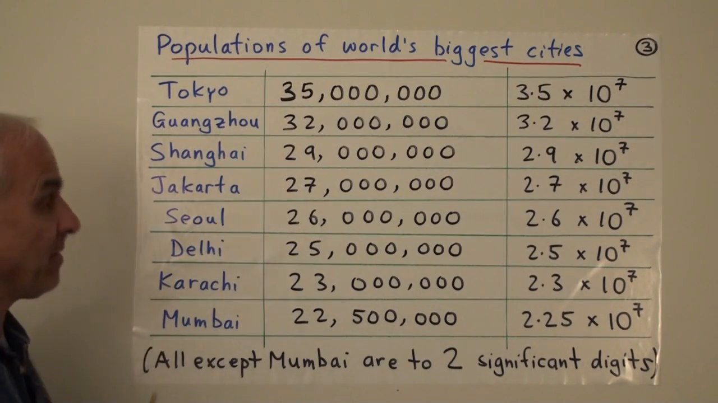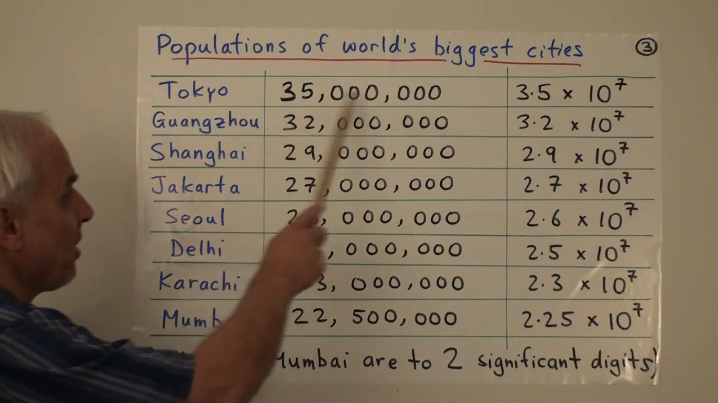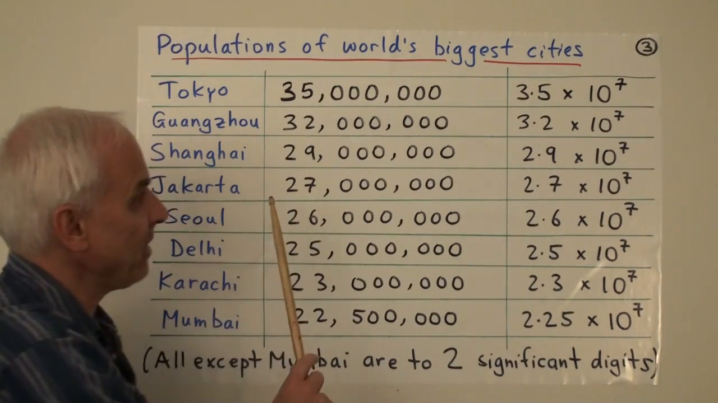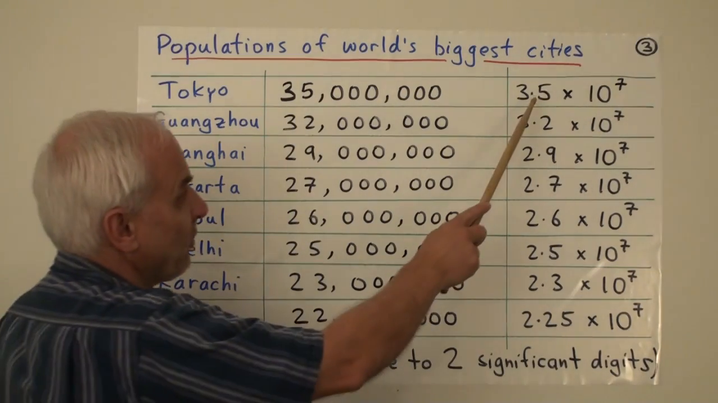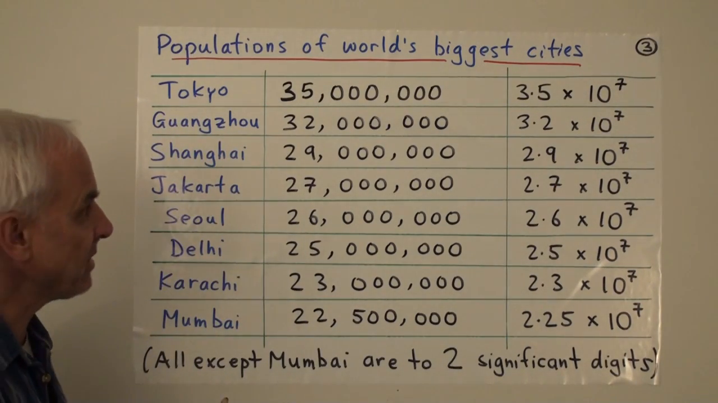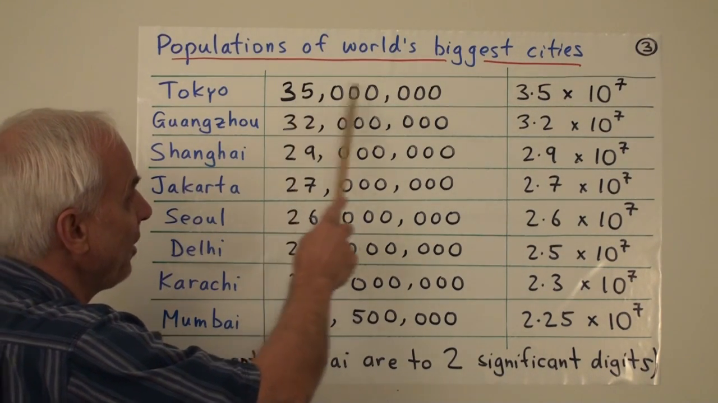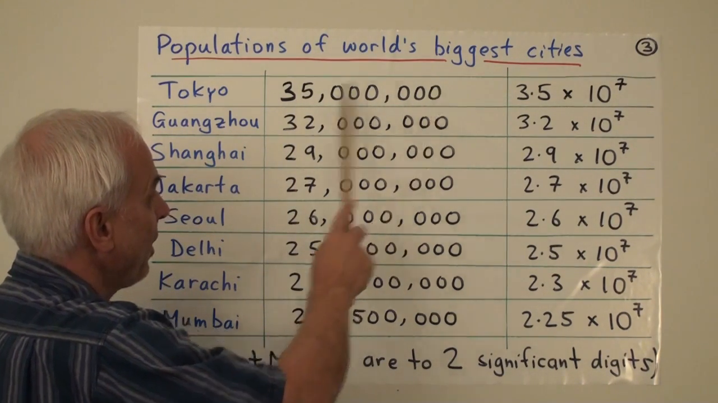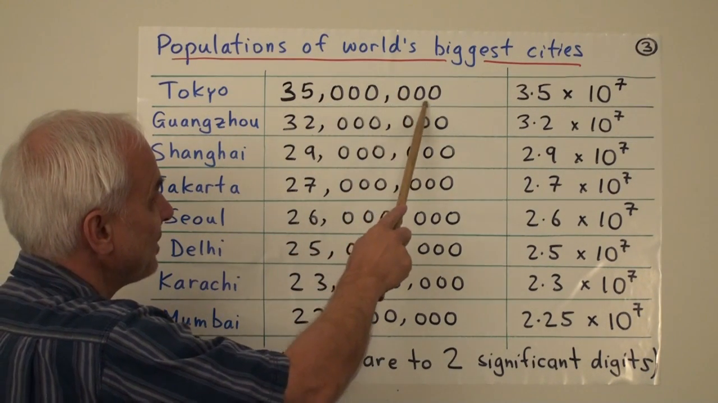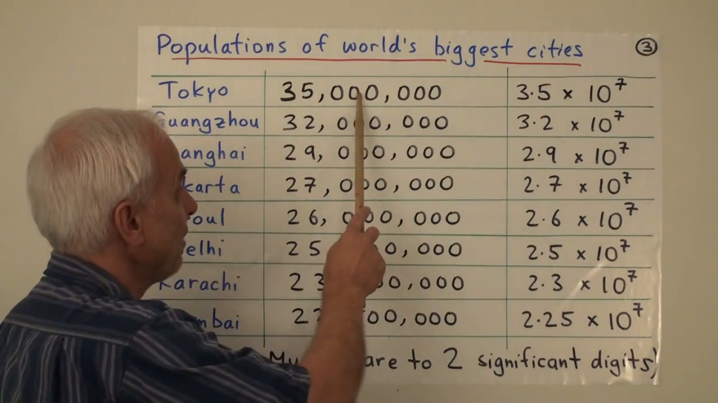The biggest city in terms of population is Tokyo in Japan, which has about 35 million people. When we write 35 million in scientific notation, it's 3.5 times 10 to the 7. And why is it 10 to the 7? Well, to go from a decimal point here to a decimal point here, we have to multiply 1, 2, 3, 4, 5, 6, 7. We have to multiply 3.5 by 10 to the 7 to get 35 million.